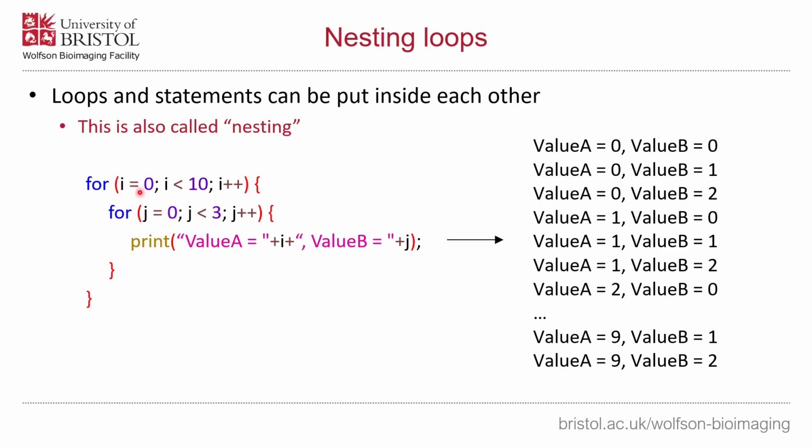Key things to note here are that you have to use a different variable. You couldn't use I for both of these, otherwise they'll start to conflict. So this is why this inner loop is J.